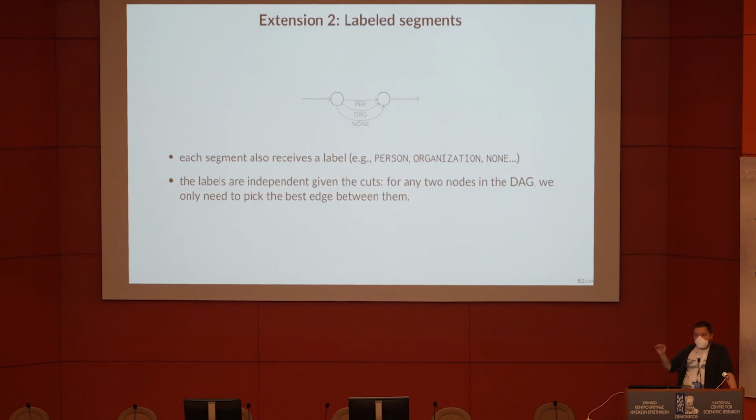If you want to have labeled segments, but still scoring be separate per segment, something very simple happens, because if you have multiple labeled arcs like this between the same two nodes, you can actually just pick the best one before you even run the algorithm. So nothing really changes. It's like you pick the best label for every segment, and then you run the previous algorithm with those edges selected.